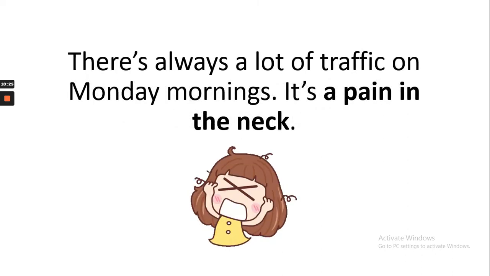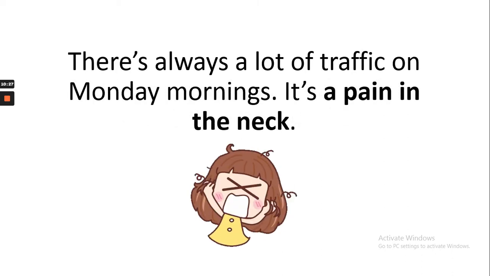Now the next sentence. There's always a lot of traffic on Monday mornings. It's a pain in the neck. The idiom a pain in the neck actually expresses the feeling of annoyance. You are annoyed. Alah, menyampah lah, selalu jam.